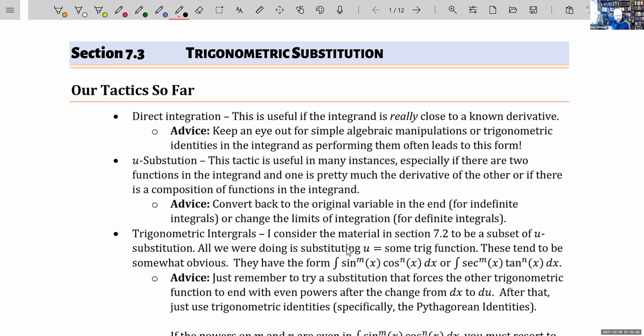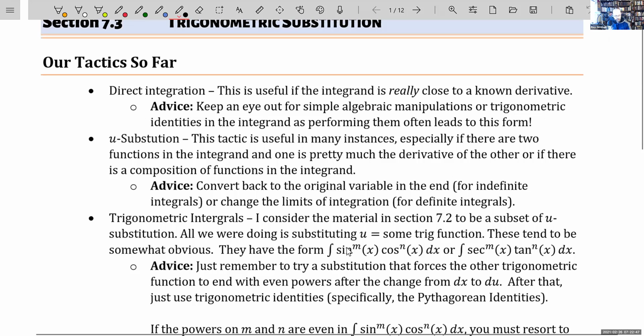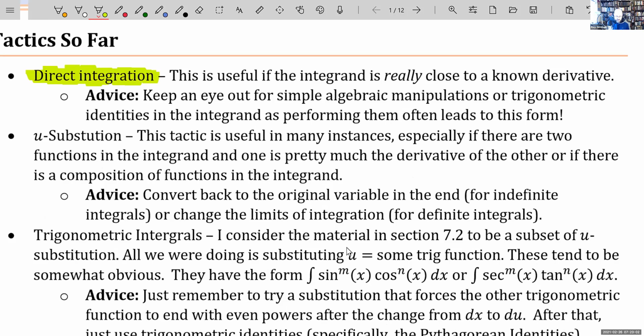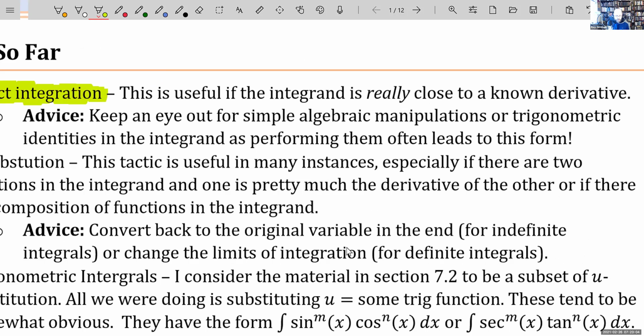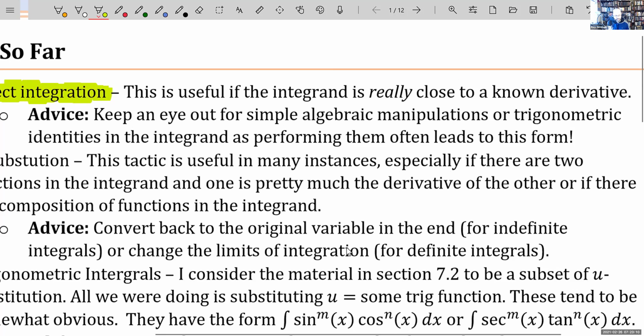So let's go ahead and just talk about our tactics so far. The very first tactic you ever learned was in Calc 1. It was just direct integration. So if you had, let's say, the integral of secant squared, that's tangent, that type of thing. Then the next one, and I give some advice here, right? Keep an eye out for simple algebraic manipulations or trigonometric identities in the integrand, as performing them often leads to this form, a direct integration.